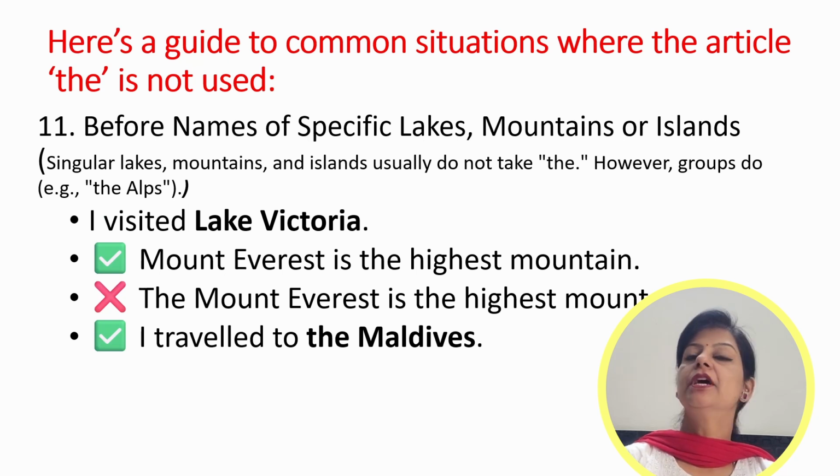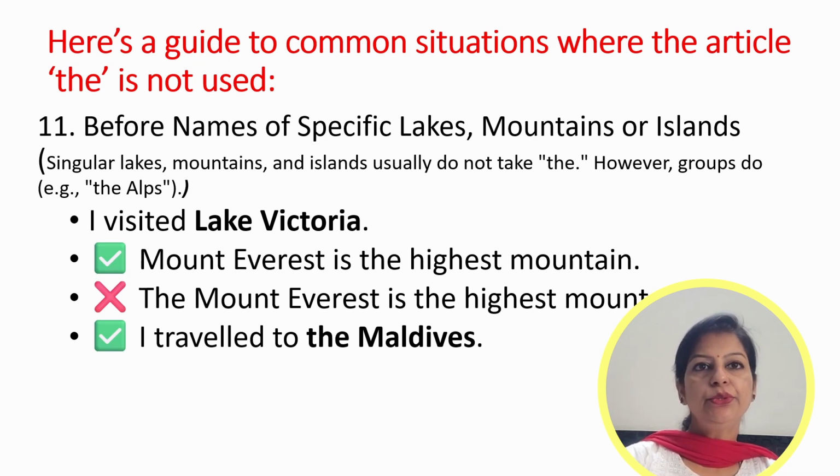Number 11. Before names of specific lakes, mountains or islands, for singular lakes, mountains or islands, we usually don't use the, but we do use the for groups of them. For example, I visited Lake Victoria. It is correct. Mount Everest is the highest mountain is also correct. The Mount Everest is the highest mountain is incorrect.